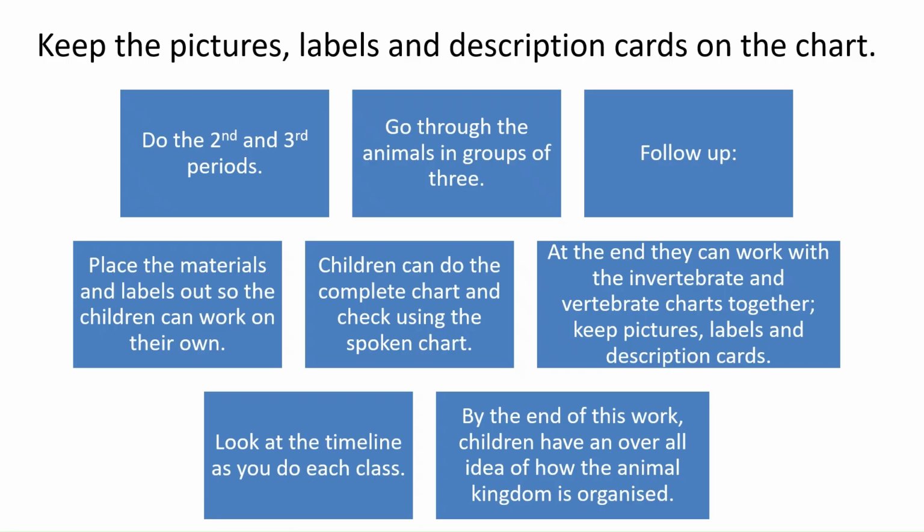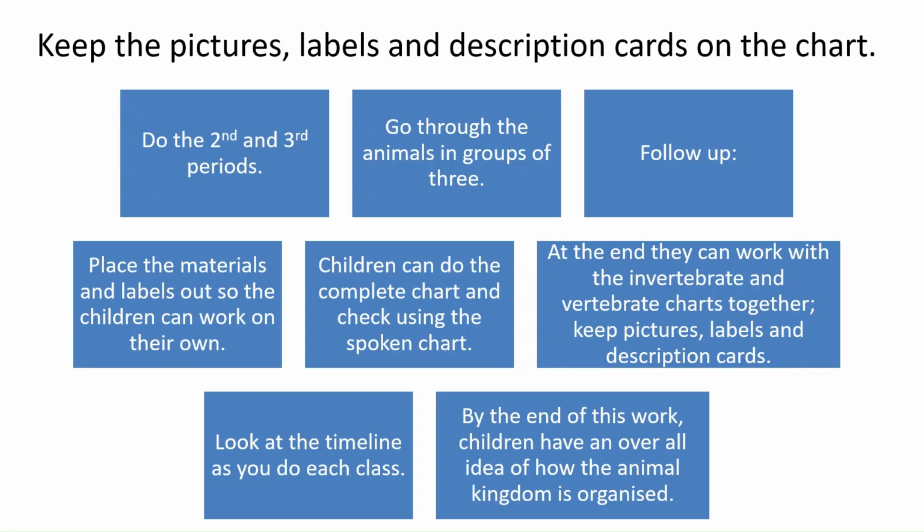Keep the pictures, labels, and description cards on the chart. Do the second and third periods, then go through the animals in groups of 3. Follow up. Place the materials and labels out so the children can work on their own. Children can do the complete chart and check using the spoken chart. At the end, they can work with the invertebrate and vertebrate charts together.